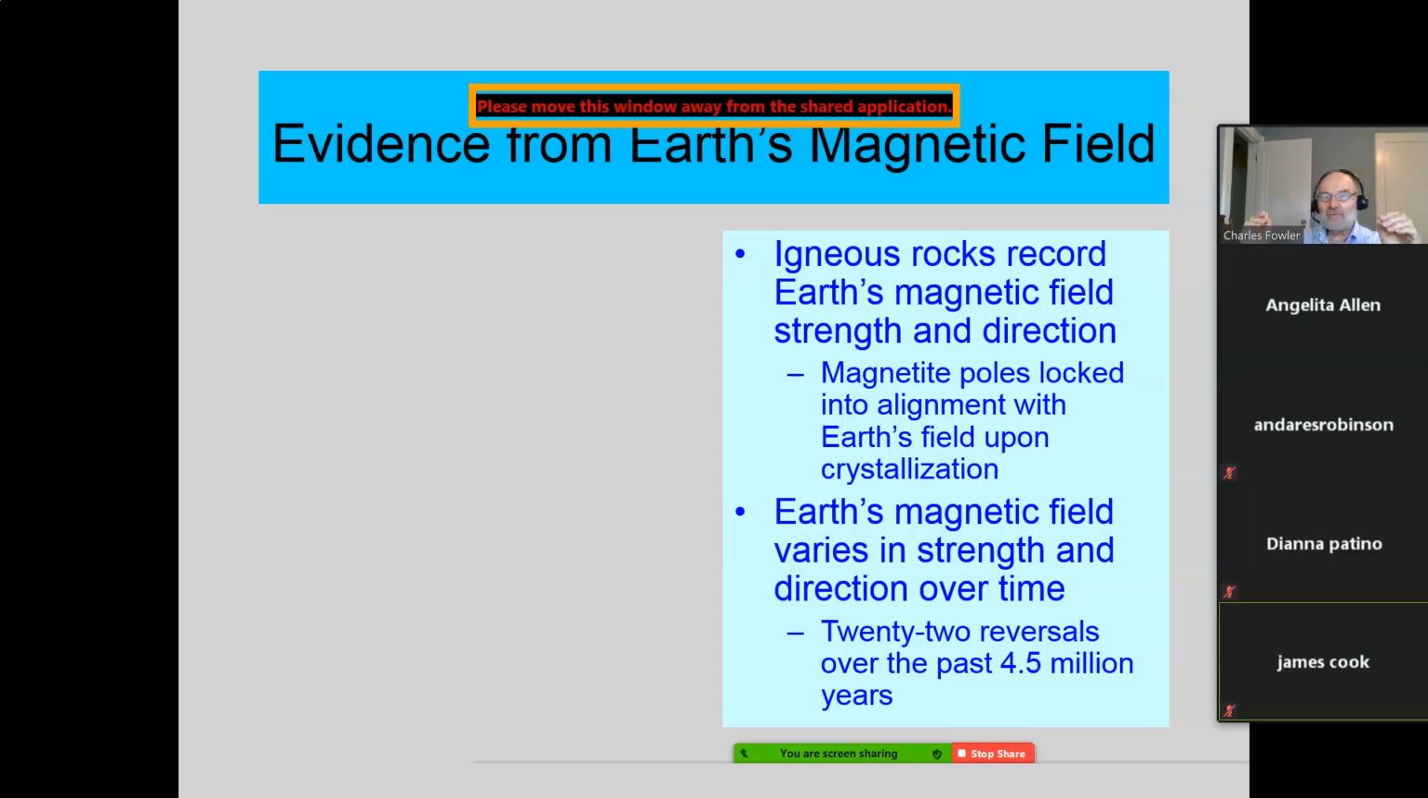The igneous rock record that the Earth's magnetic field strength and direction, the magnetite poles are locked into alignment with the Earth's field on crystallization, the stronger magnets being formed when the Earth's magnetic field was stronger, weaker or no magnetized material at other times, and then reversed in the other direction. The Earth's magnetic field, now this is amazing, has varied in strength and direction over time, 22 reversals over the past 4.5 million years.